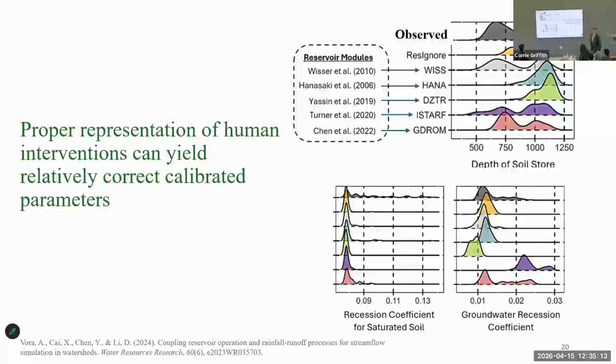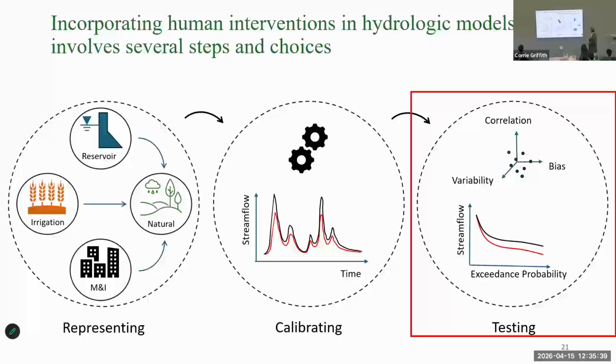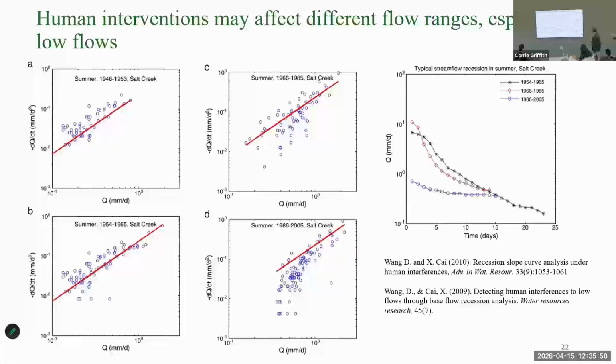So that basically says if we have a better, more realistic representation of human intervention, one of the benefits is that we end with more reasonable parameters. That's not only the mean, we should also check the distribution. All right, so now the next thing is about the testing, right? How can we test the performance of a model after we add some human representations? So this is my early work.